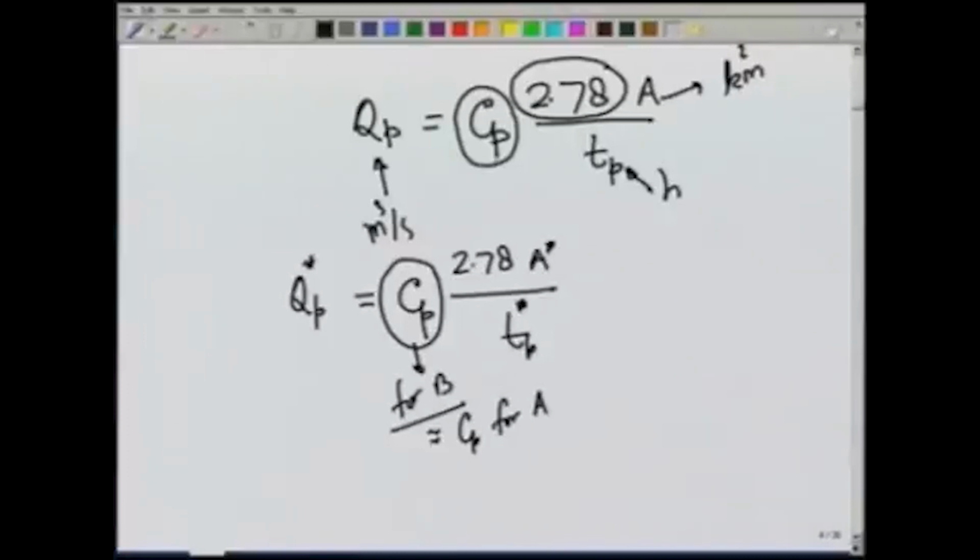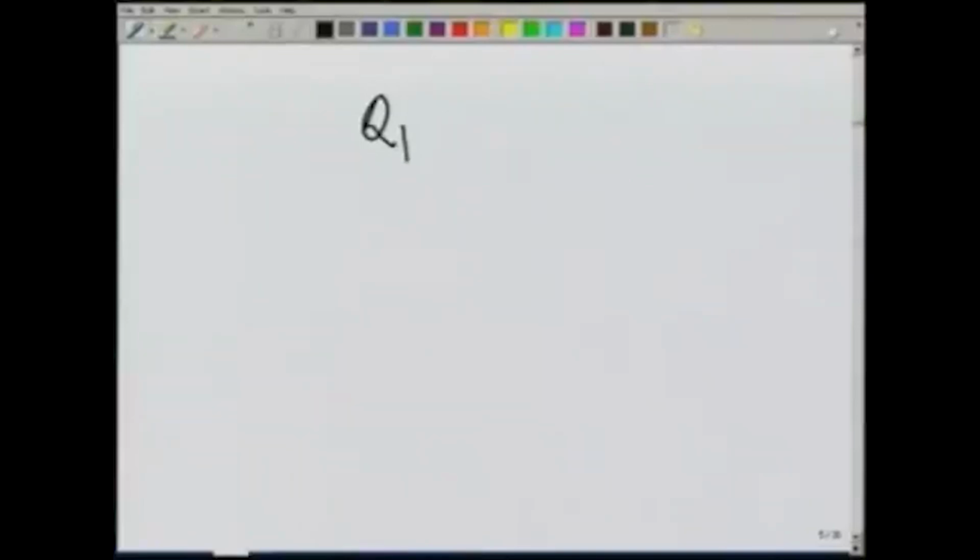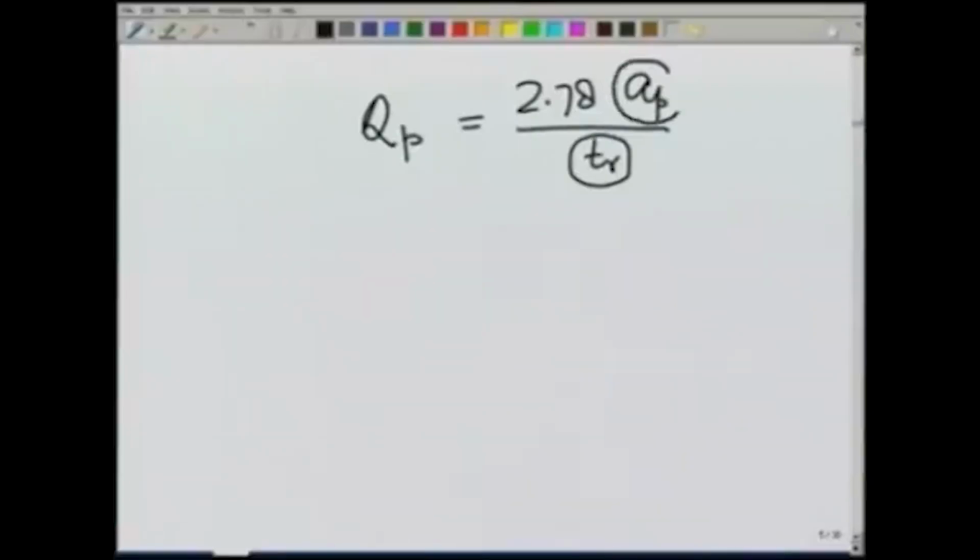Now, this coefficient Cp can also be written as, if we look at discharge, the peak discharge due to a rainfall of duration Tr, which just says that intensity should be 1 over Tr, because we are talking about unit hydrograph, and Ap is the area which is contributing to the peak flow.